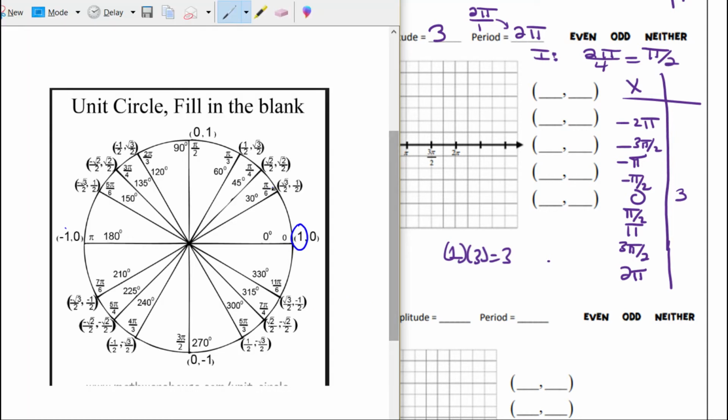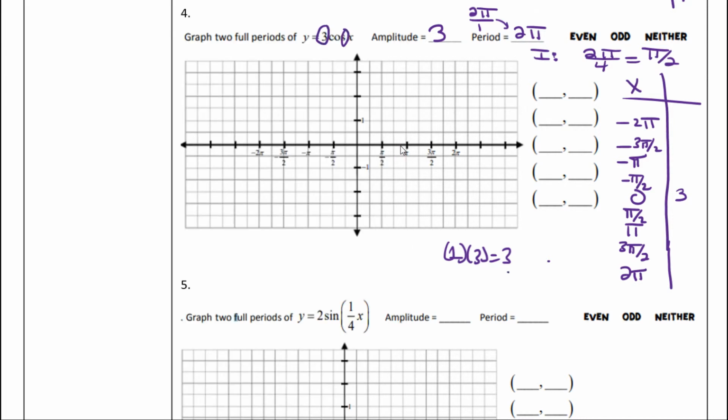Pi over 2. So cosine of pi over 2 is 0. So we got 3 times 0 is 0. All right, so this is going to be 0. And then if you remember the pattern, then the next one would be -1, but -1 times 3 is -3. And then 0, and then 3. And then you can continue the pattern: 0, -3, 0, and 3. So there's the pattern. And that's for y.